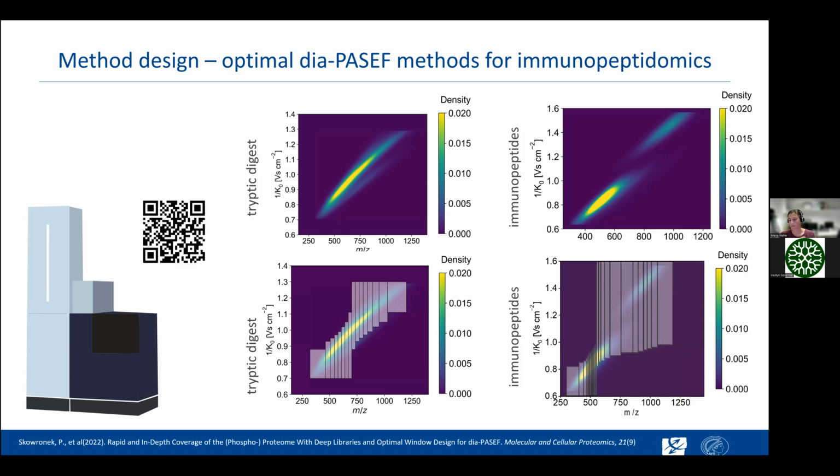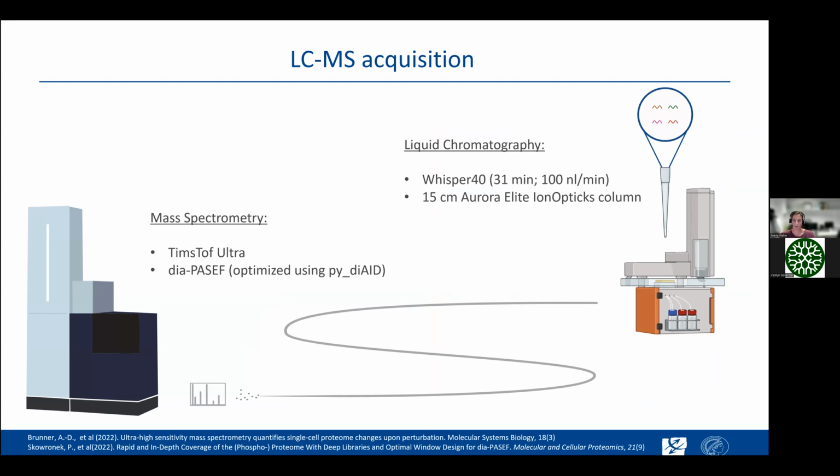And there's a nice tool available for this, written by a colleague of mine. You can check it out in her publication or also on GitHub. It's easy to use and it will give you these optimized methods, basically, to have an optimal placement of windows to measure everything as well as it can be measured. So to sum it up a bit, we decided here to use an EvoSep system with a WISP 40 gradient, 15 centimeter ion optics columns, coupled to a timsTOF Ultra mass spectrometer, and for DIA analysis used optimized DIA analysis schemes designed with PyDIAid.